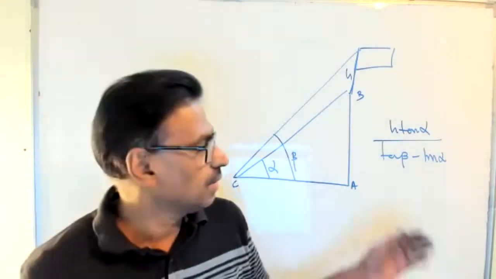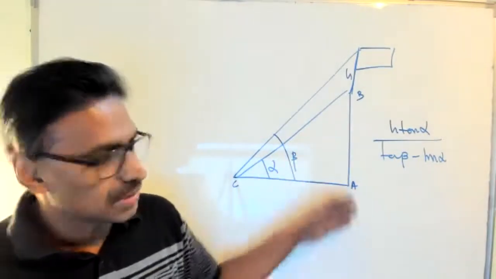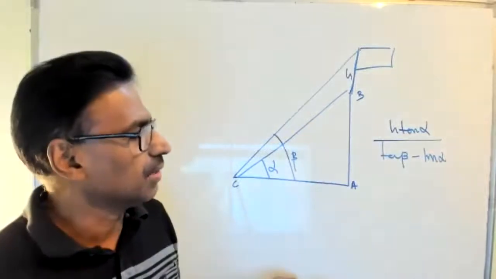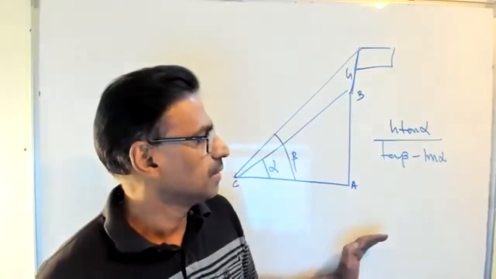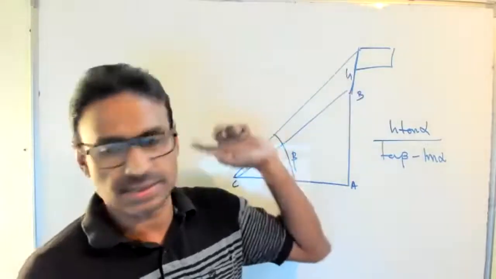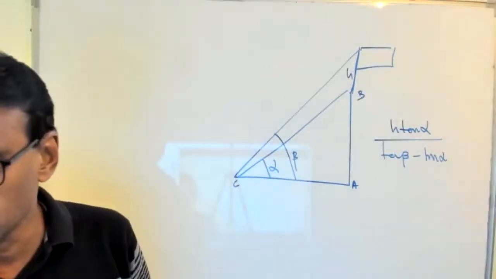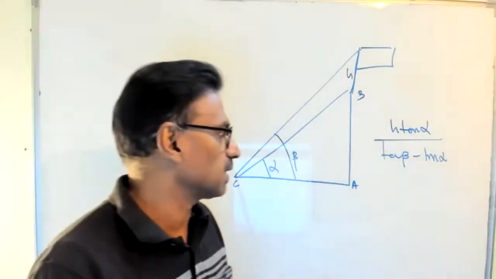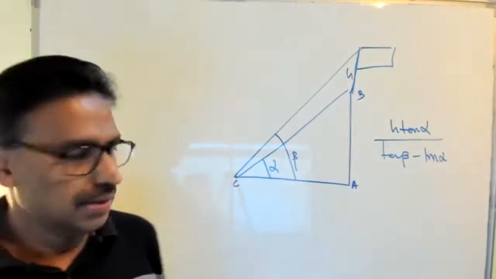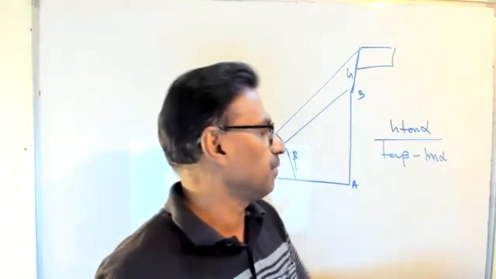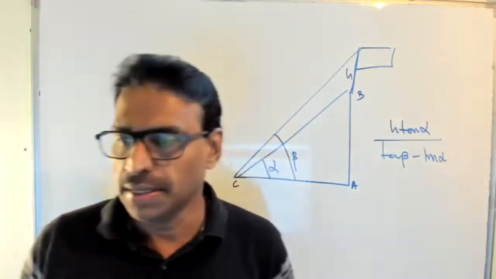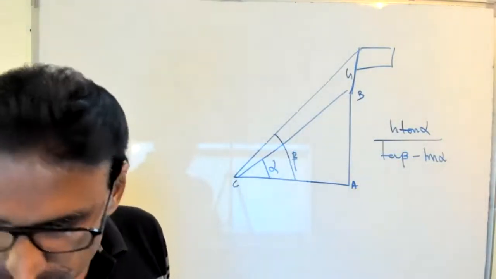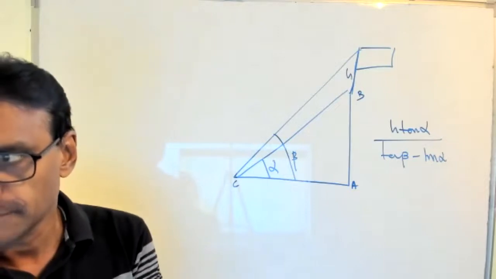Okay, question here. This is the question. See the figure. A vertical tower stands on a horizontal plane surmounted by a flagstaff of height h. The angle of elevation of the top and bottom of the flagstaff are alpha and beta, respectively. Prove that height of the tower is h tan alpha divided by tan beta minus tan alpha.